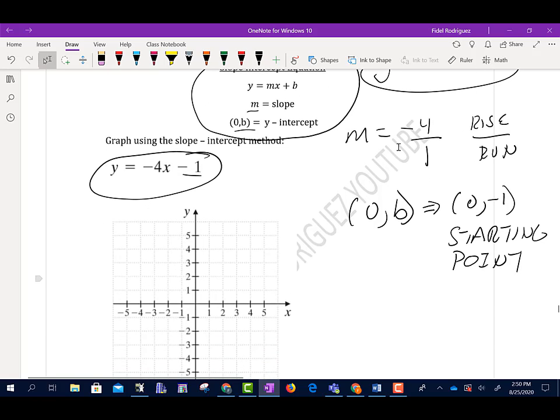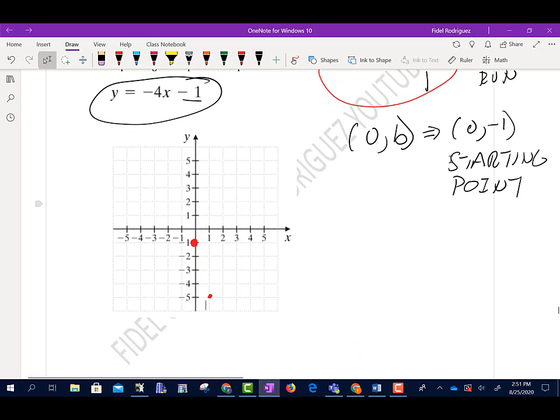So let's start at the point (0, negative 1), right there, okay? Since my slope is negative 4 over 1, I've got to go down 1, 2, 3, 4, and then to the right 1. And I will now draw my line. If you look at my line, it's going down, and our slope m was negative 4 over 1, right?